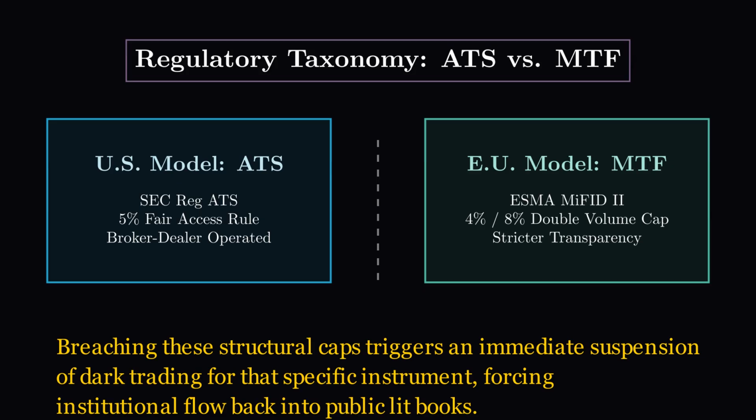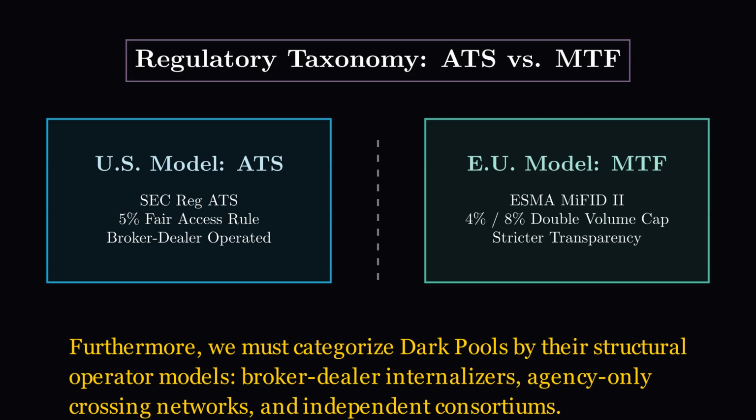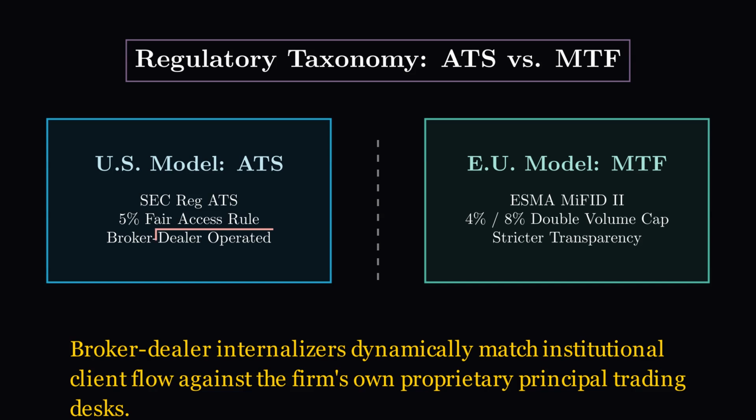Breaching these structural caps triggers an immediate suspension of dark trading for that specific instrument, forcing institutional flow back into public lit books. Furthermore, we must categorize dark pools by their structural operator models: broker-dealer internalizers, agency-only crossing networks, and independent consortiums. Broker-dealer internalizers dynamically match institutional client flow against the firm's own proprietary principal trading desks.